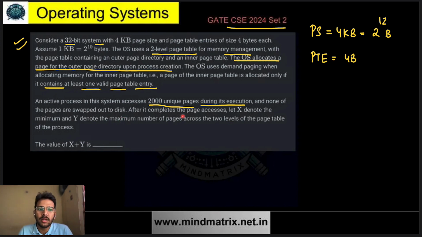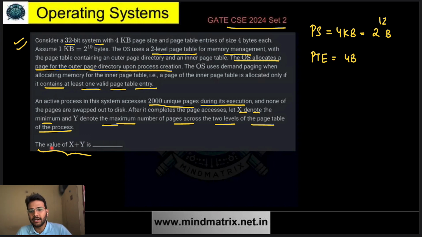Simple, right? After it completes the page accesses, let X denote the minimum and Y denote the maximum number of pages across the 2 levels of the page table of the process. We have to find the value of X plus Y. Is this question clear to you? Please let me know once, then we can proceed to see how we can solve this question. If you have any doubt, please ask. All clear, Abhas?